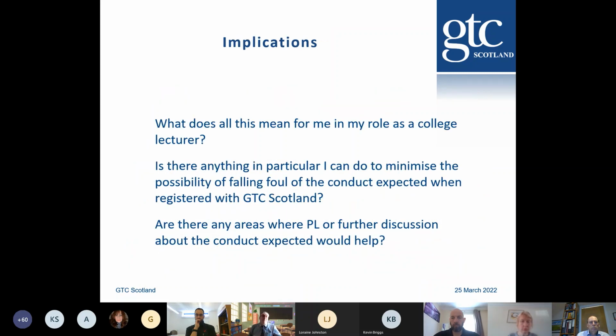So hopefully you have found all that useful, folks. And I want you now to think about the implications here for you as a college lecturer. What does all of this mean for you in your role as a college lecturer? Is there anything in particular you can do to minimise the possibility of falling foul of the conduct expected when registered with GTC Scotland? Are there any areas where professional learning or further discussion about the conduct expected would help? What are the key things for you?